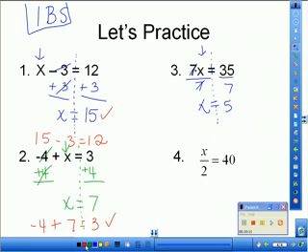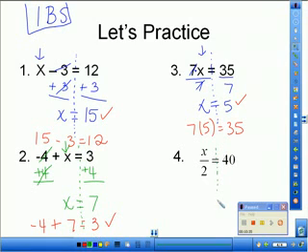Now, remember, you always want to go back and check your answer just to make sure you have the correct one. So what we're going to do is plug in the 5 for the variable. 7 times 5 does equal 35, so we do have the correct answer. X equals 5. Alright, let's go ahead and try the last one.